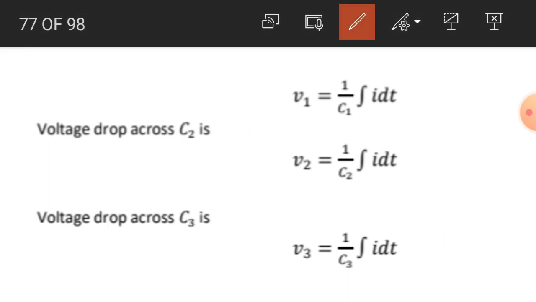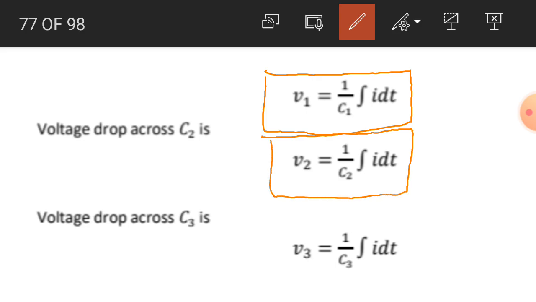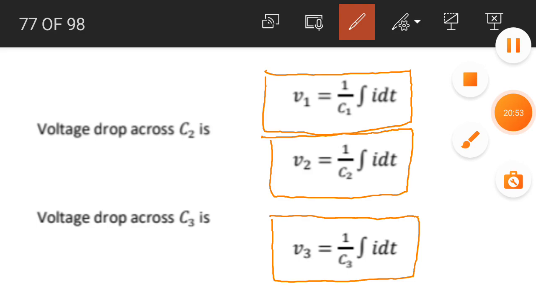The voltage drop across C1 is V1, and V1 will be equal to 1 over C1 into the integral of I dt. The voltage across the capacitor C2 will be equal to 1 over C2 into the integration of I dt. The voltage across C3 will be equal to V3, and V3 will be equal to 1 over C3 into the integration of I dt.